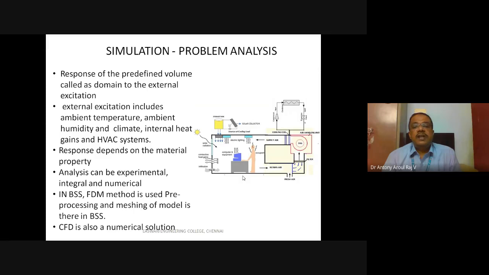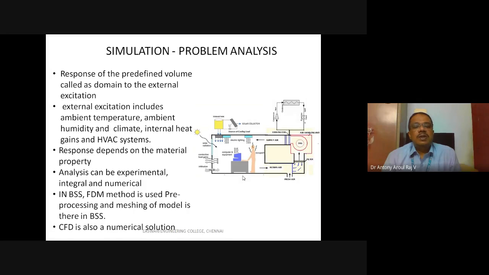So if you are going for a numerical solution, it is very easy. Why? Because in a numerical solution, you will be dividing the domain into a number of regular shaped subdomains. Each subdomain here we will be calling a node. So in building simulation software, we will be using the finite difference method, FDM.